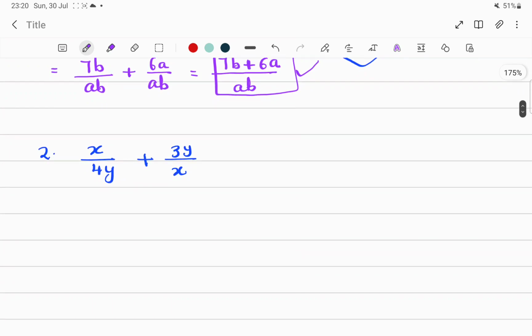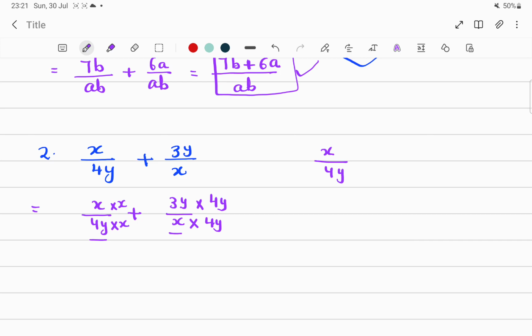Now the second question, we have x over 4y, added with 3y over x. Again here we have one denominator as 4y and another is x, so I will multiply here by x and here as well by x. If you are multiplying to make the denominators the same, you have to do the same thing for the numerator also, and then you can multiply here by 4y, and here also by 4y. Sometimes we can explain it this way also.